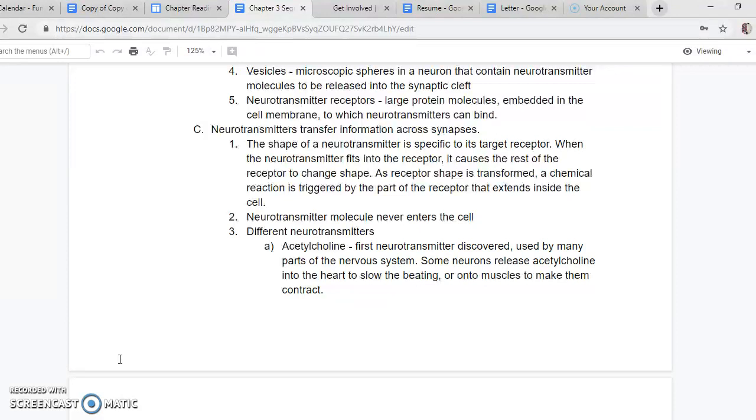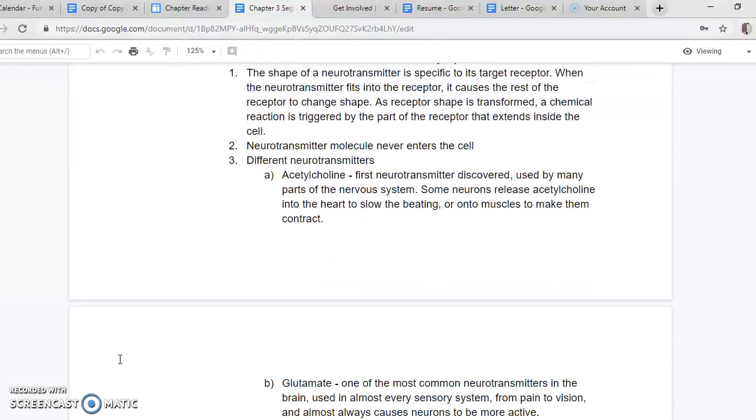So the actual neurotransmitter molecule never enters the cell. And there are a lot of different neurotransmitters, but the ones included as examples in the book and most commonly referred to or most well known are acetylcholine, which was the first neurotransmitter discovered and used by many parts of the nervous system. Some neurons release acetylcholine into the heart to slow the beating or onto muscles to make them contract.